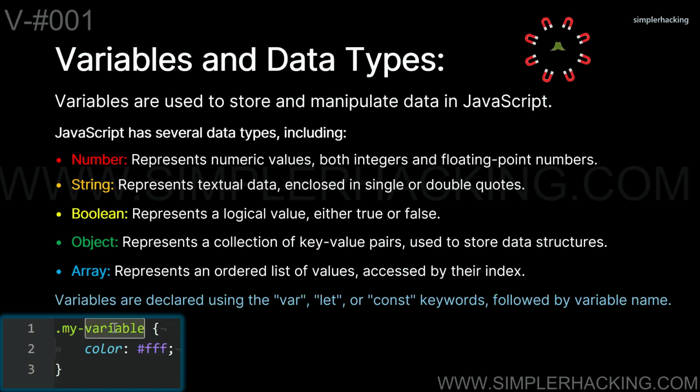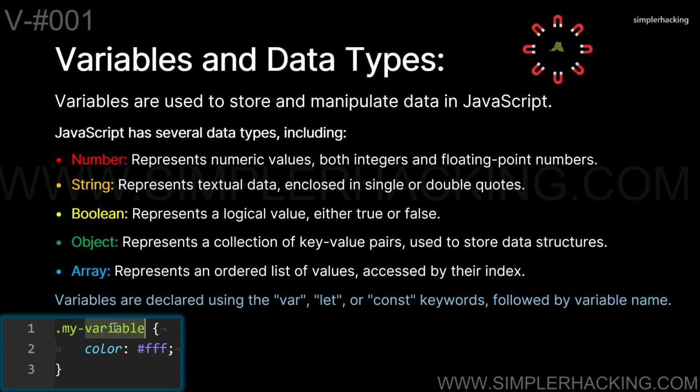In JavaScript, variables are used to store and manipulate data. They are the building blocks of any program, allowing you to work with dynamic information. JavaScript has several data types that you will encounter in cybersecurity. Number represents numeric values, both integers and floating point numbers. String represents the textual data, which is enclosed in single or double quotes.